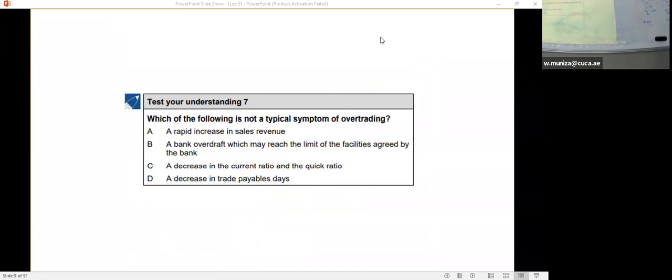Okay, now which of the following is not a typical symptom of overtrading? What is overtrading, by the way?